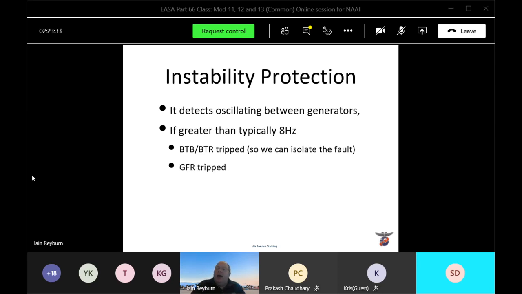So initially, to determine which generator is producing that instability, we will open up the bus tie breaker, and that will tell us which one is causing it. And when we know which one is causing it, we will trip the generator field relay. And if we trip the generator field relay, what else trips? The GCB, correct. The GCB will also trip.